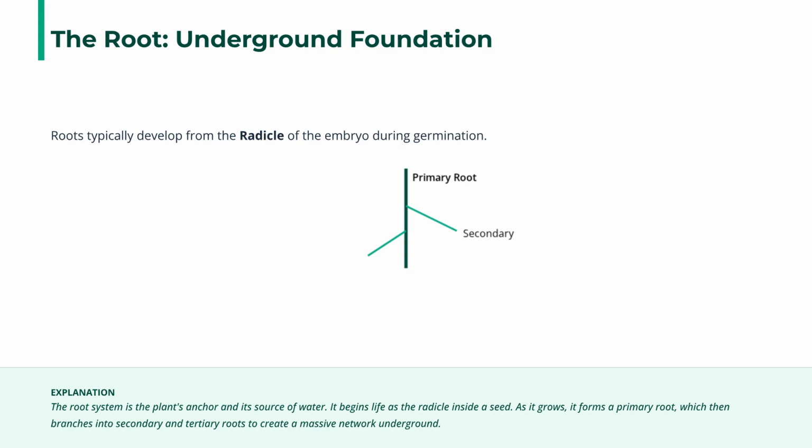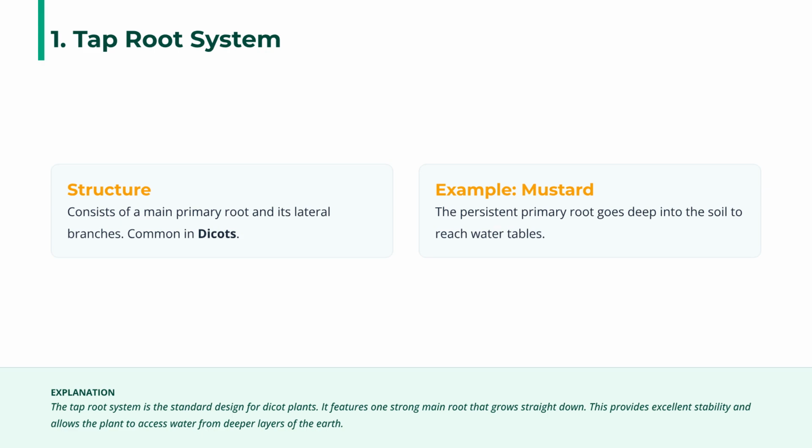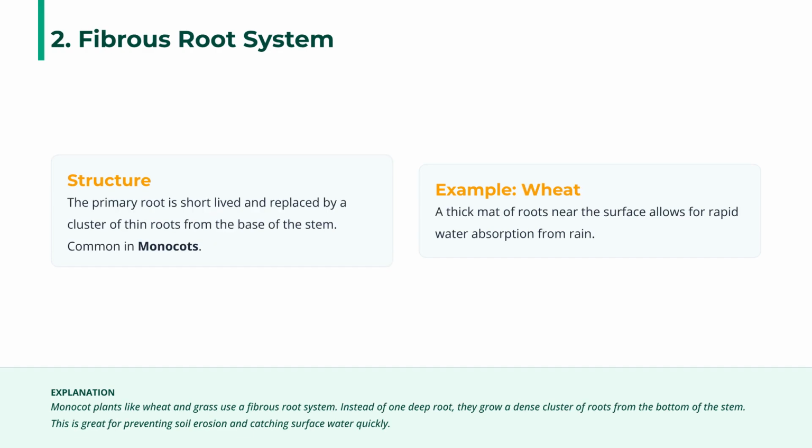The root system is the plant's underground foundation and source of water. It develops from the radicle of the embryo, forming a primary root that branches into secondary and tertiary roots, creating a massive network. The taproot system is common in dicots. It features a persistent, strong main root that grows straight down for stability and deep water access, like in a mustard plant.